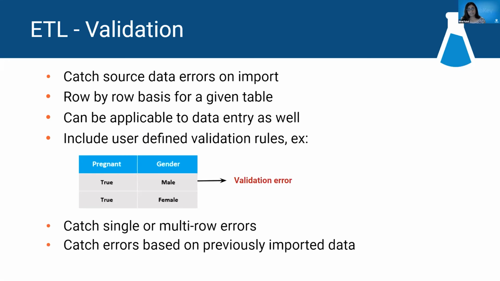An example of the validation rules that you can include is if the gender is male and the pregnant value is true, then it should throw a validation error. Such errors can be on a single row basis, or you can throw multi-row errors. And you can also catch errors based on previously imported data, if the new incoming data or calculated data, for example blood draws, is exceeding a certain criteria.